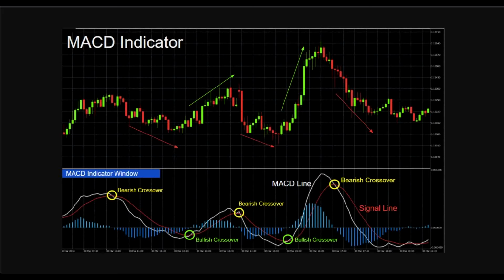Today's episode is all about the MACD indicator, one of the most popular, most used indicators around. Most new traders go to the MACD straight away, but today we're going to talk about the different settings that you can use to get the most out of the MACD, and they're not the default settings.